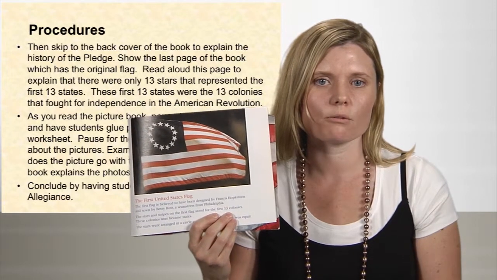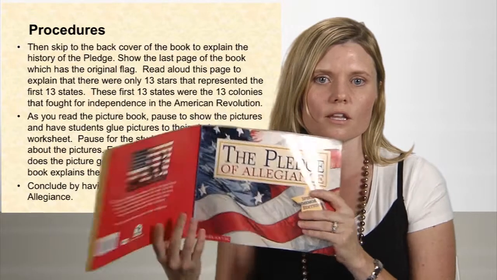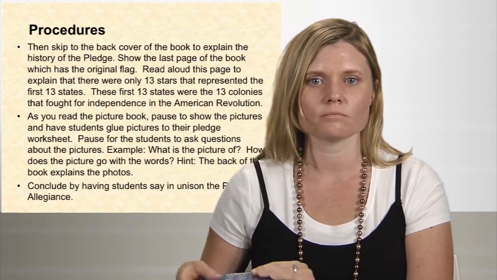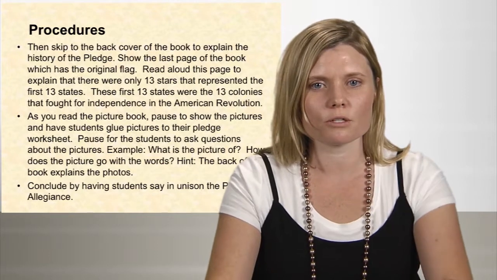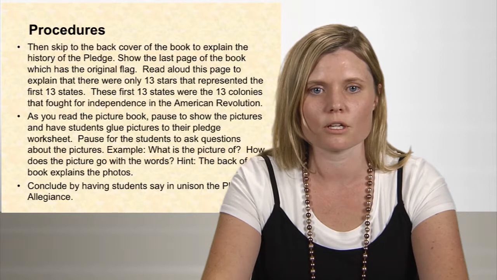And you'll explain that there were only 13 stars to represent the first 13 states, and that these were the 13 colonies that fought for independence in the American Revolution. As you read the picture book, pause to show the pictures and have the students glue pictures into their pledge worksheet.